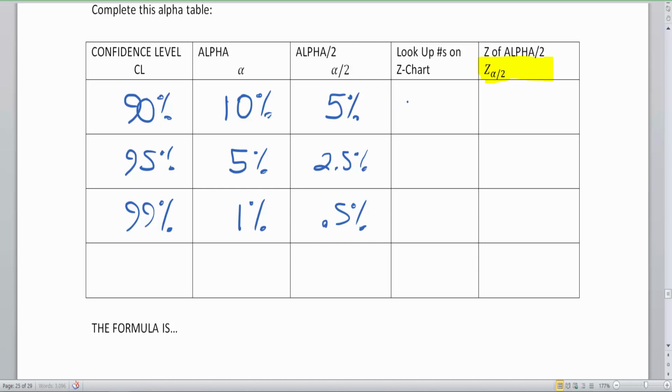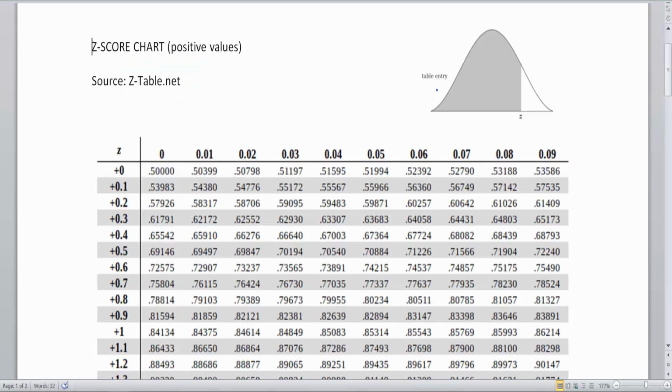So we need to go and look up 5% on the z-chart, and we're not going to look up 5% on the columns or the rows. We're going to look at it in the center of the chart, because this is our percentile we need to find. So to look up 5%, first of all, let's just think 5% is 0.05, right? 0.05, that's 5%. But let's add 3 zeros, because I think my chart has 5 digits in it.